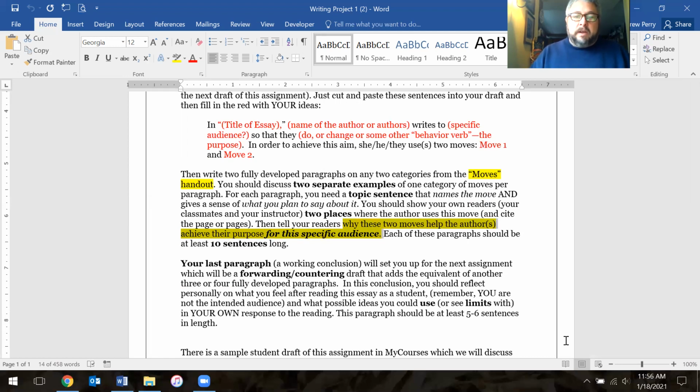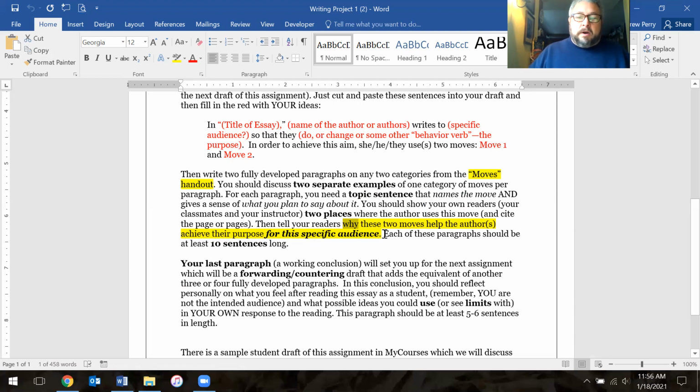That's actually kind of easy. More difficult, though, is answering why. Why did the author use this particular move? Why did they deliberately choose this move to get what they wanted from their audience? That's a why question, and that's the center of this paper, okay?